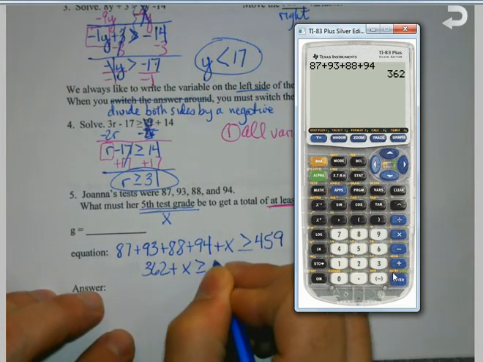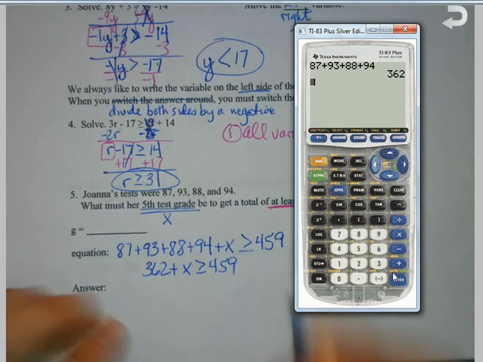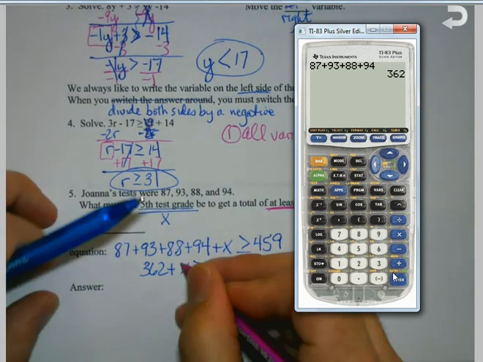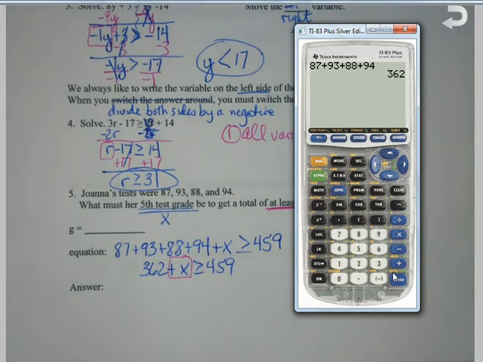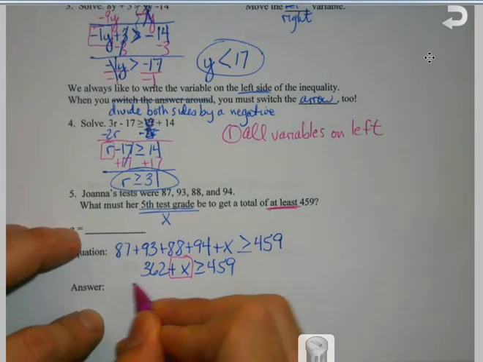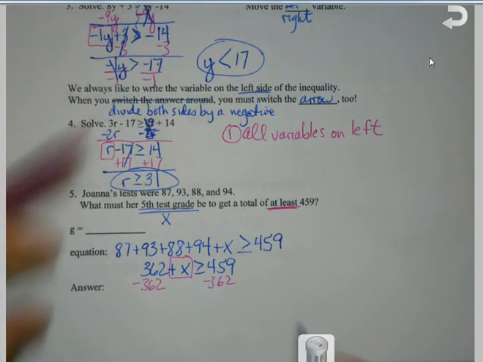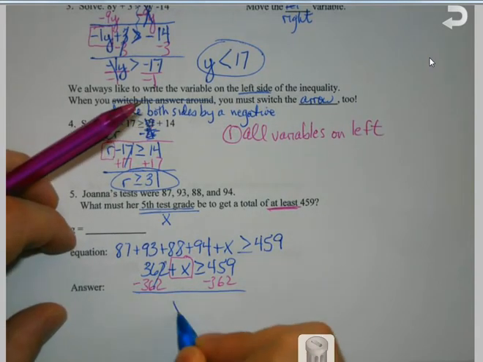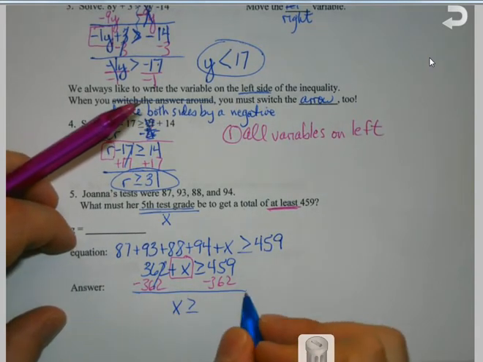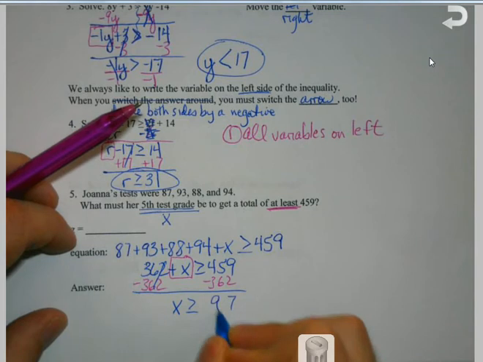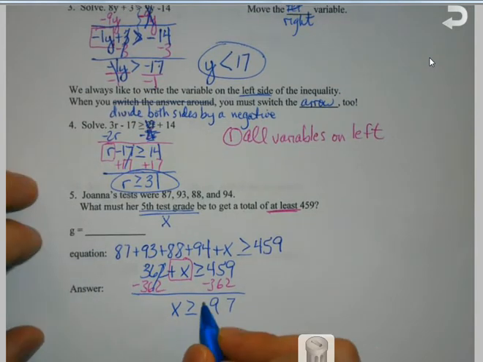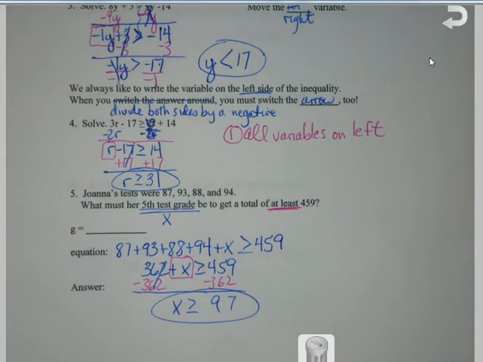That just made this a little easier to work with. My variable's on the left, that's good. And I want this to be by itself. So my last step's to do the opposite of that positive 362. So we'll minus that out. Let's see here. Whew, 97. Holy cow. So she needs to get at least 97 if she wants that many points. It's kind of a tall order. Hope there's a lot of questions.